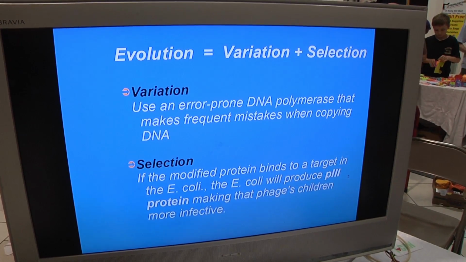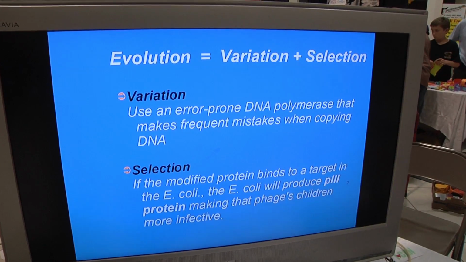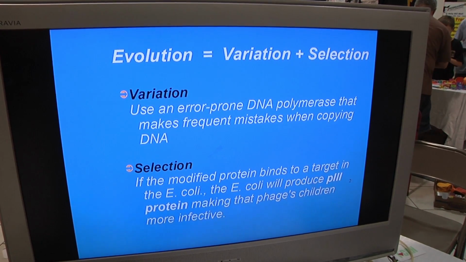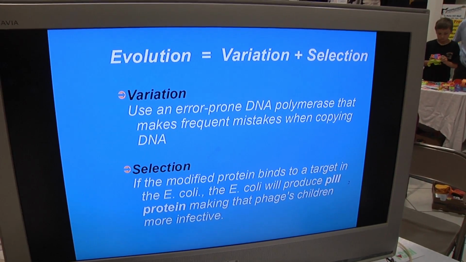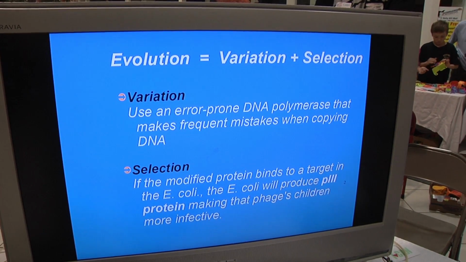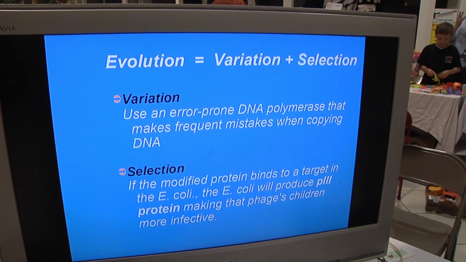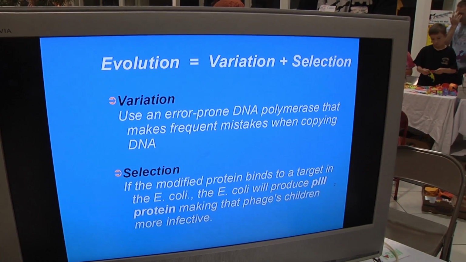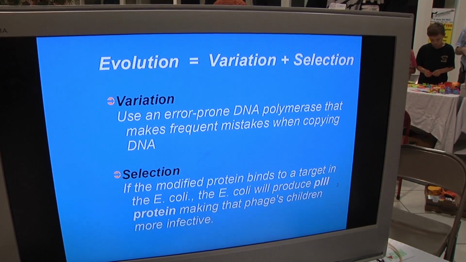And so basically, the way we're putting evolution to work here is we have an error-prone DNA polymerase. It makes lots of errors when it copies DNA, and that gives us variation. Every time the virus goes through a generation, we've got this mutagenic DNA polymerase that makes lots of mistakes. So every generation of virus, you get 1 billion different copies of the virus with 1 or 2 mutations somewhere in its DNA.